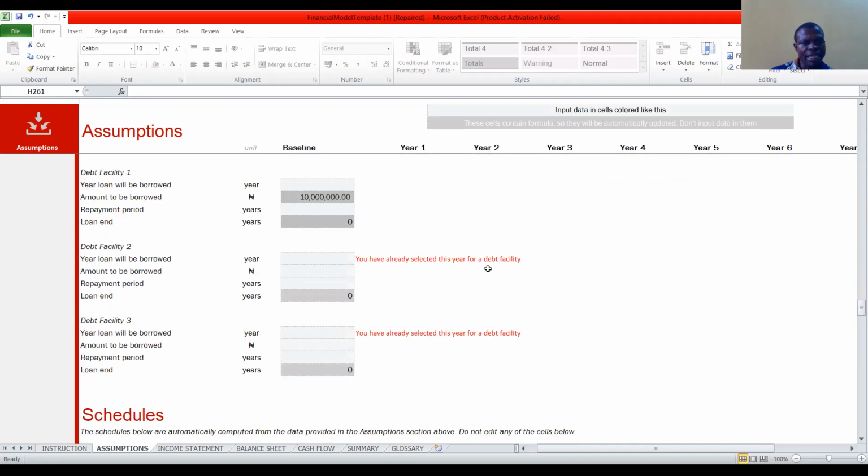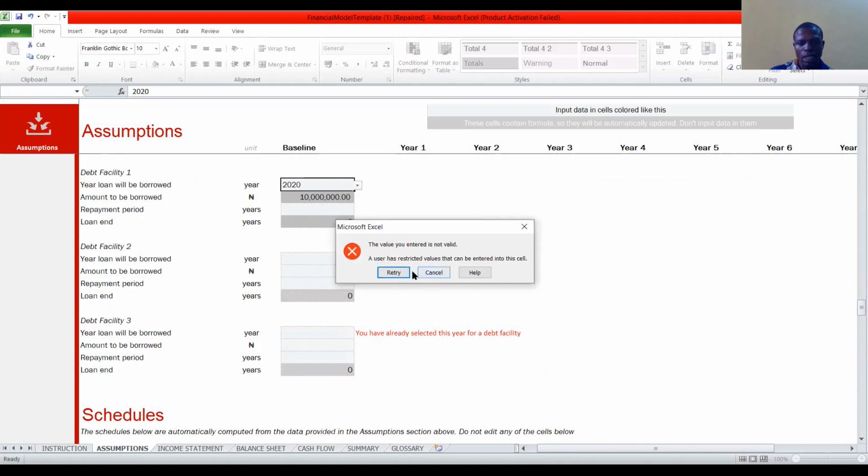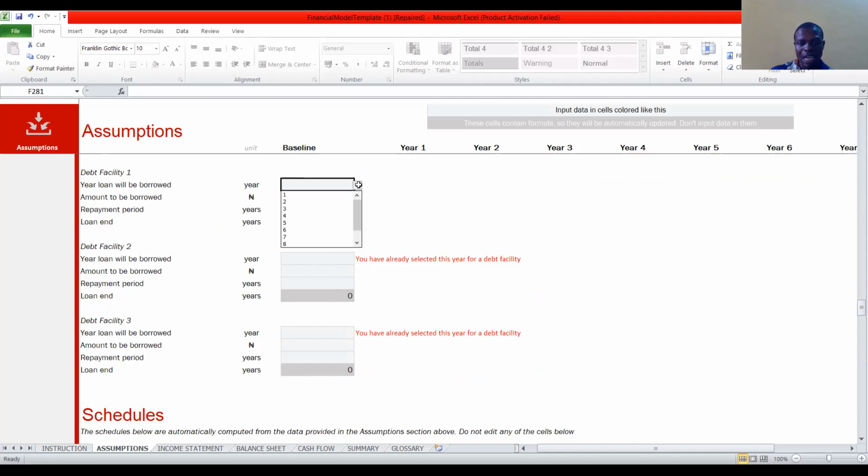The next is the loan tenure. The year the loan will be borrowed. We want this loan this year, 2020, because that business must start. So you are supposed to pick the year. The year your loan will be borrowed is year 1, that's this year, first year.